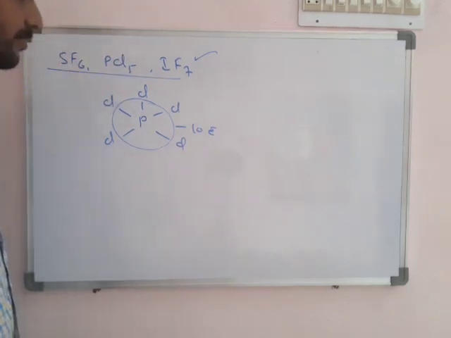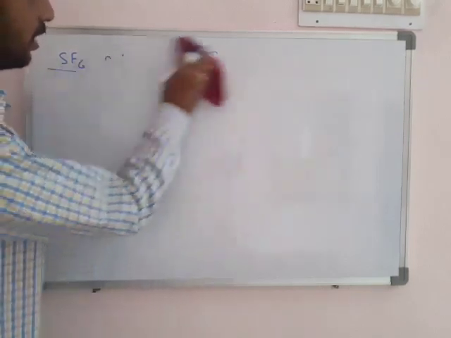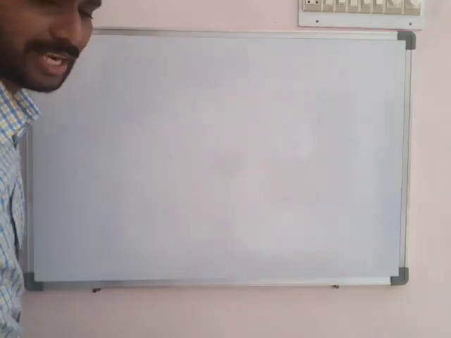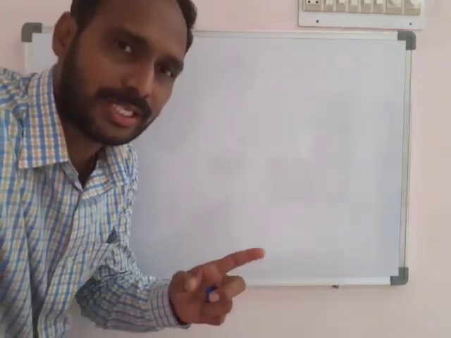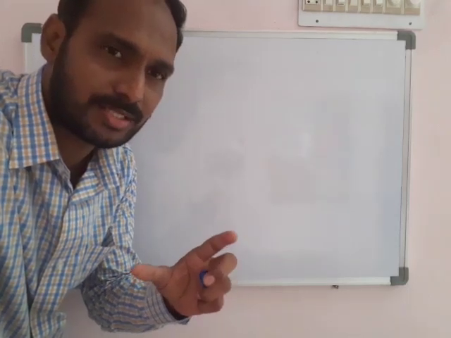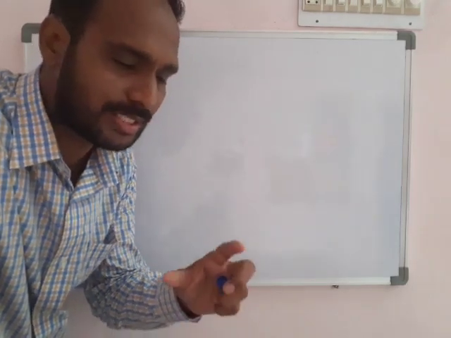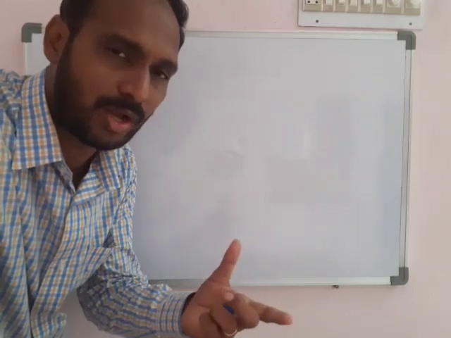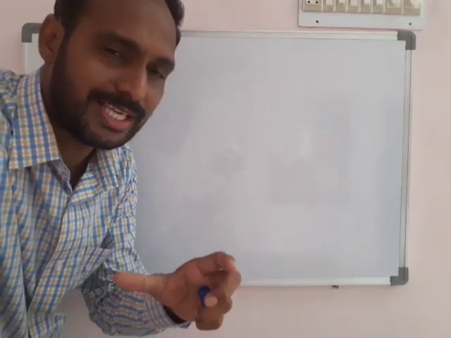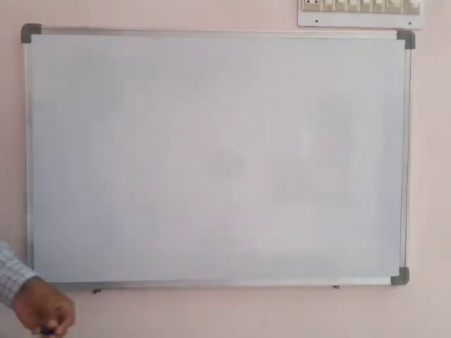But one other explanation is given for them by a scientist named Sugden. Sugden explained how they get the octet configuration by using a new bond. Okay, that is called the Sugden concept.